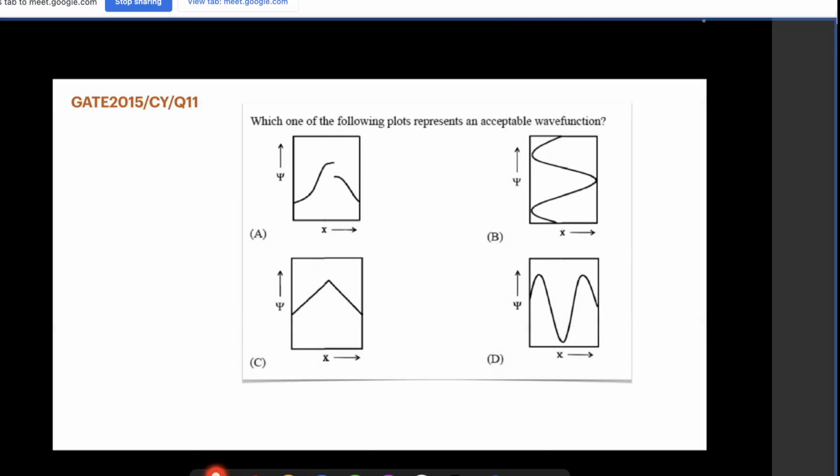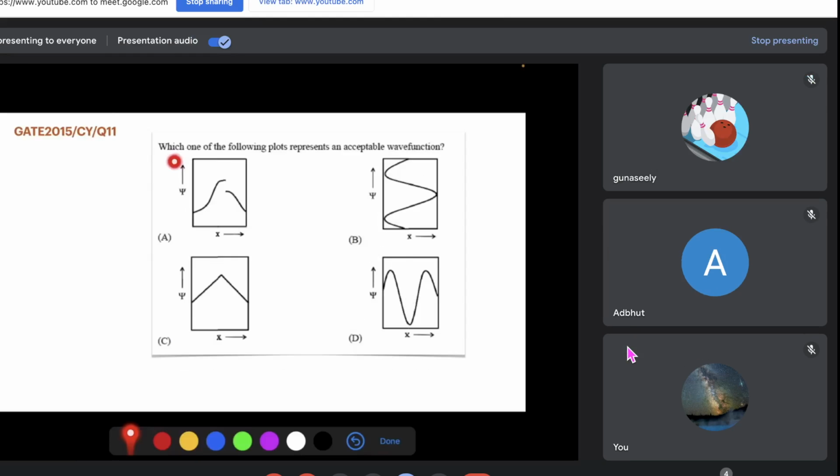Question number 11. This question states: which one of the following plots represents an acceptable wave function? We are given 4 different wave functions A, B, C, D. Before moving into the correct option, let's discuss some basics.